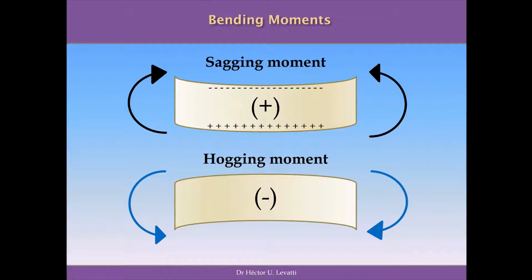The second possibility, and those are the only two possibilities, is hogging moments, when the external load produces a bending in the opposite direction, producing tensile forces on top of the beam and compressive forces at the bottom of the beam, and this is considered negative in our convention.